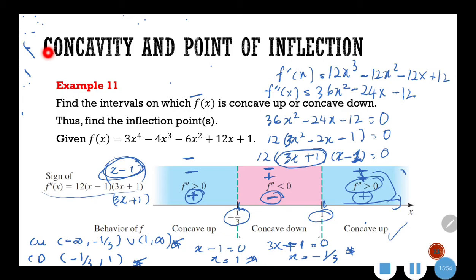And how many inflection points do we have? Remember, inflection points are the points where the curve changes direction from concave up to concave down, or concave down to concave up. So can we say these 2 points are our inflection points? Yes, because x equals to negative 1 over 3 is one of our inflection points because the curve changes from concave up to concave down, and x equals to 1 is also our inflection point because it changed from concave down to concave up. Alright, clear everyone?